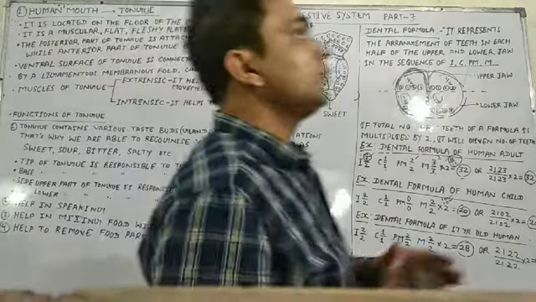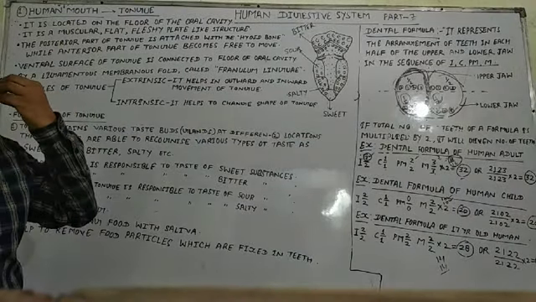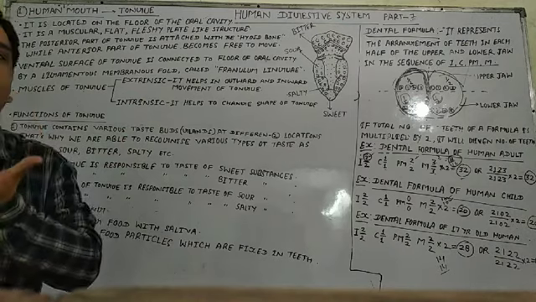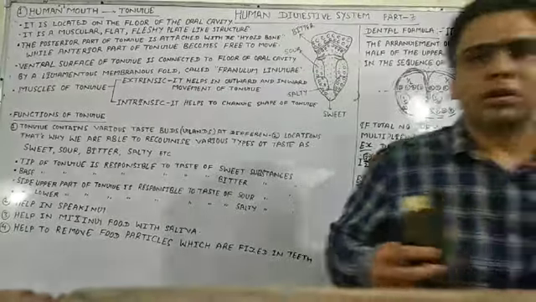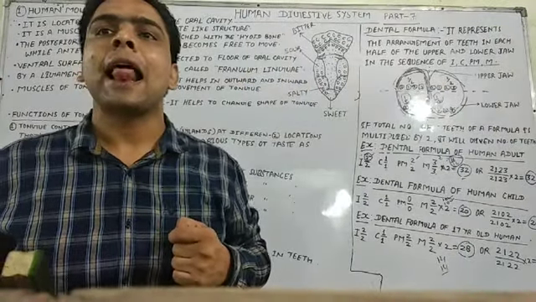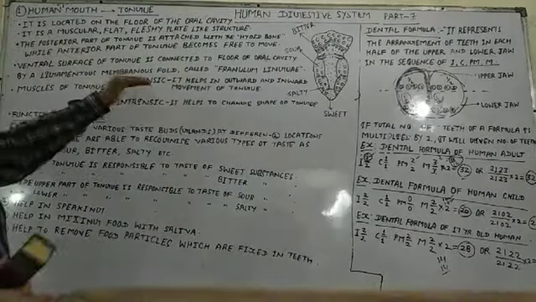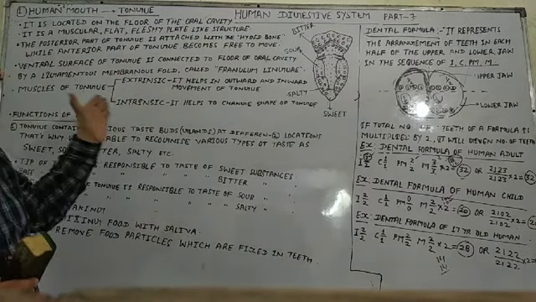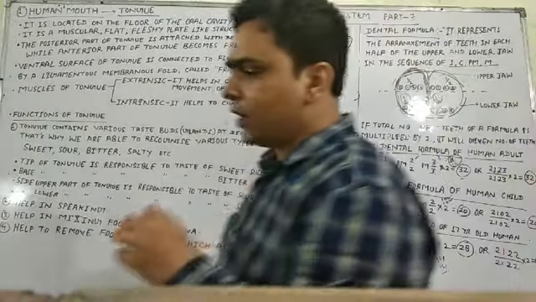Outward movement means, by these muscles we can easily move our tongue outward, out of the mouth, and back in the mouth, like this. Clear, students? So this is done by the extrinsic muscles. Next, intrinsic muscles. What is the role of intrinsic muscles? It helps to change the shape of our tongue. We can give any kind of shape to our tongue, like this.